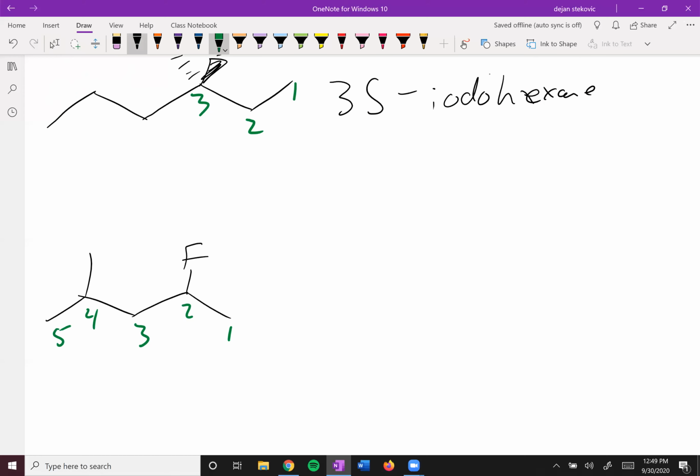And so we have 5 carbons here, so that's going to be pentane. And so we see the fluorine is on the second carbon, so it's going to be 2-fluoro, 4-methylpentane. And that's pretty much it for nomenclature of these organohalides, not too complicated.